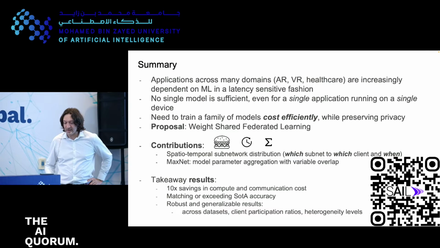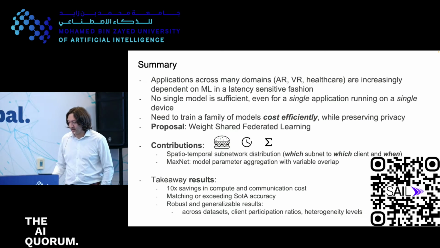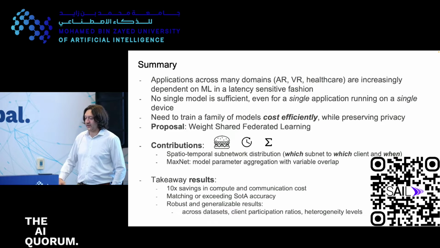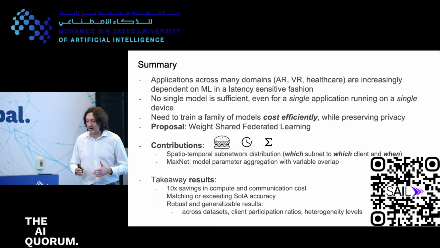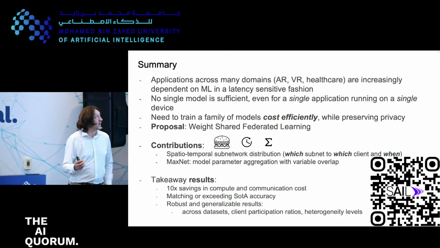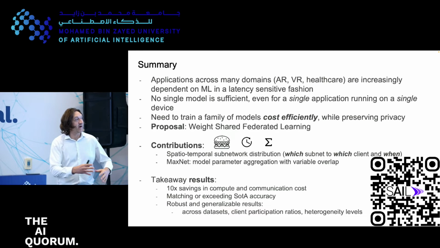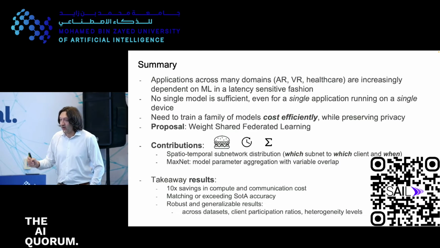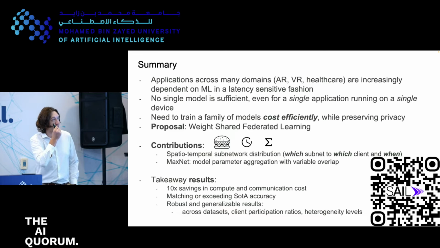So, in summary, where I started is by saying that applications across many domains, including augmented reality, virtual reality, and machine learning for healthcare in intensive care units, are increasingly dependent on machine learning, and they increasingly care about both latency and accuracy at the same time. And so for that reason, it stands to reason that no single model is sufficient to serve applications like this, even when you're running a single application on a single device. So one application, one device, I argue that you want a Pareto frontier even in that particular case, because of all of that dynamic heterogeneity that's happening.